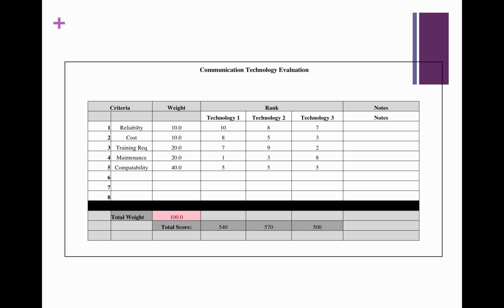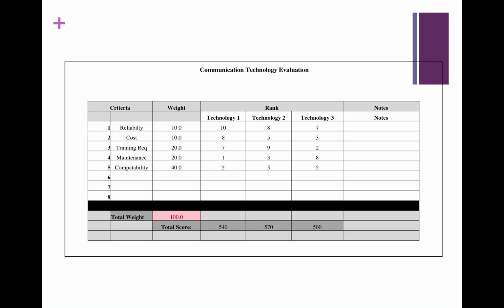And then the next thing you do is you determine the relative importance, which is their weight. So for example, in this example, compatibility is extremely important, so we ranked it 40% of the total. Cost and reliability, not so much, 10%. So that will be reflected in the overall score. But the key are these first two columns. This is how you evaluate the problem, your criteria and your ranking. So you should pay a lot of attention to how you develop that.